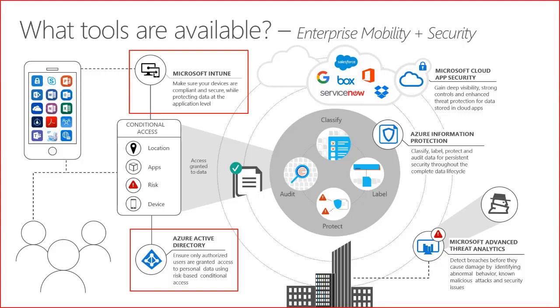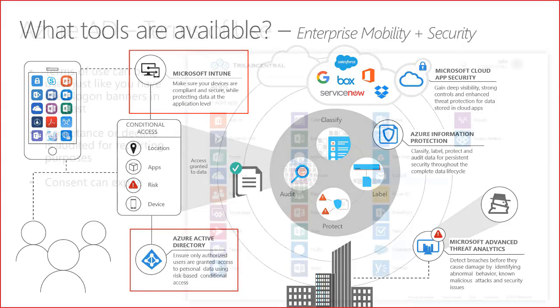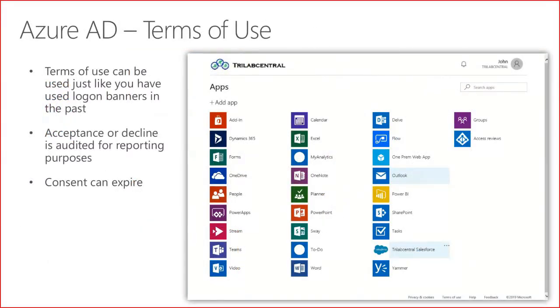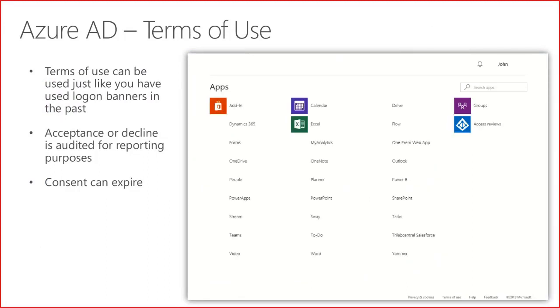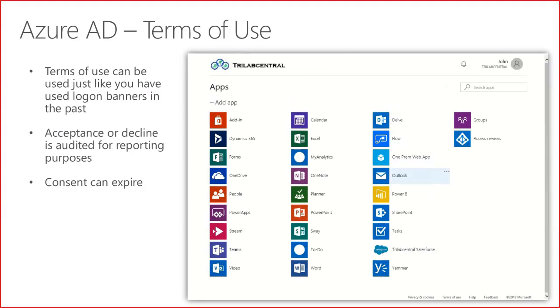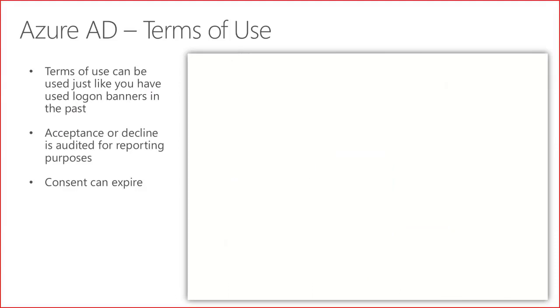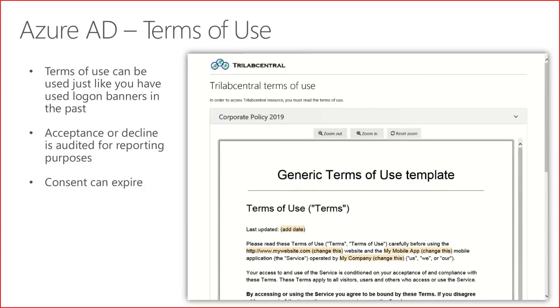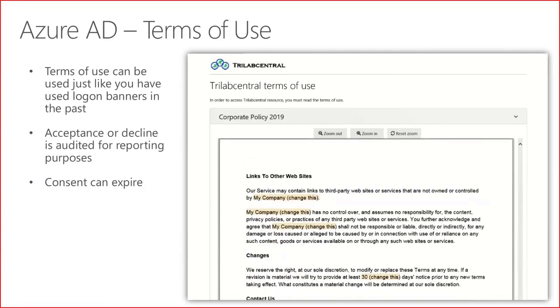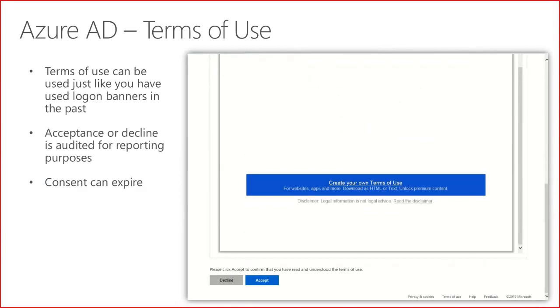So let's start with Azure Active Directory and one specific feature that we like to call terms of use. Terms of use is a policy that allows you to implement similar things to what you've done in the past with logon banners. On the right-hand side, you can see I'm browsing the My Apps portal to an application. In this particular example, it happens to be Yammer. You could do this for all apps or certain SaaS applications, but you can see that we've prompted the user during authentication to accept our corporate terms of use.